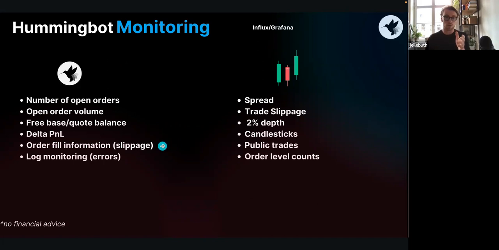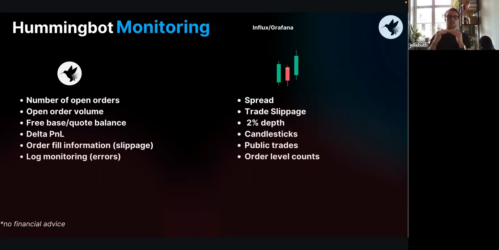We want to know, out of all of our filled orders on the order book, and this is a really interesting metric that we have, from all the open orders that we have, if they're filled, we send this data to the Influx database. And the SQL server inside of Hummingbot does this as well. But one metric that we wanted to add was the slippage that is happening on that trade.